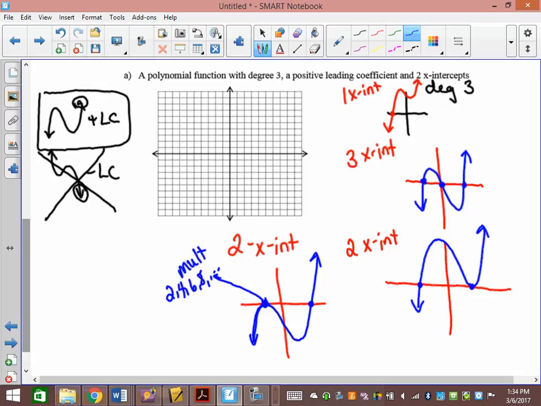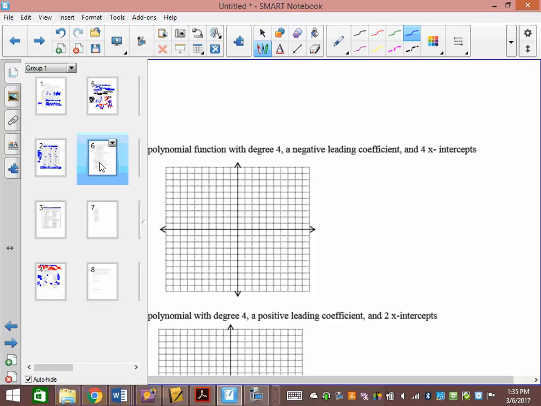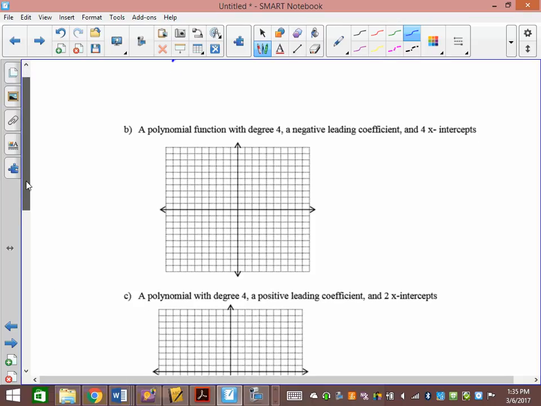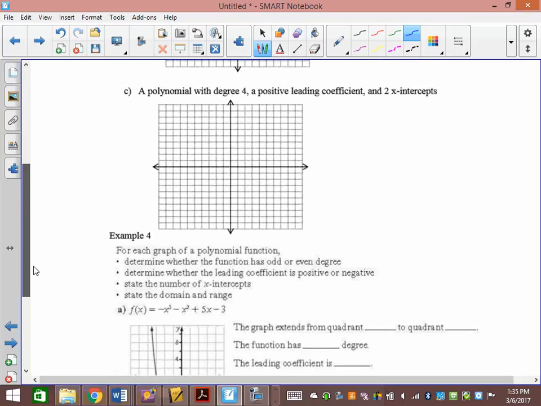So this one here, it has a positive leading coefficient, so it ends up with 2 x-intercepts. So I could draw either that one or this one. So you could have different versions. I'm going to draw it like this. Oops, pretend that touched. And goes through like this. There would be my 2 x-intercepts. You try B and C.